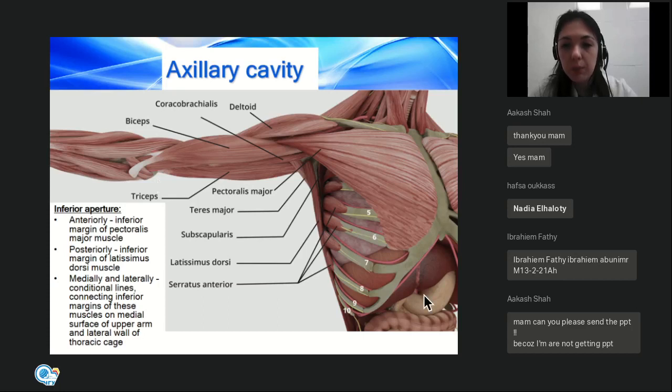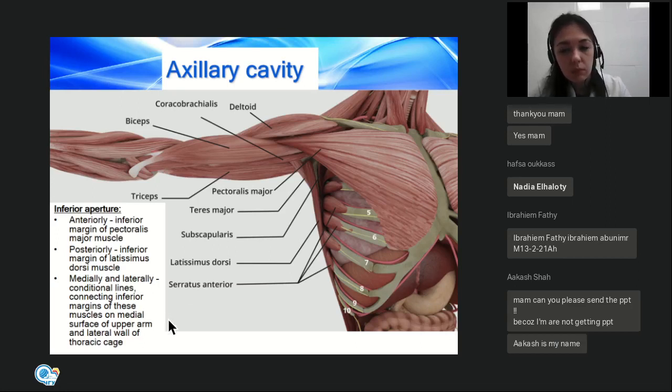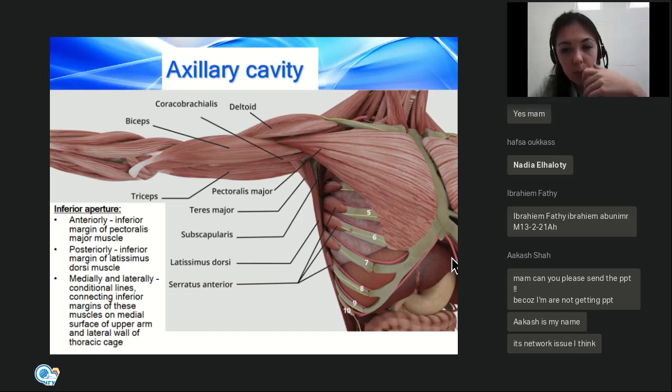I will send the PDF. Yes, I will send the PDF file. But what is your name? Akash or Shah? Shah is a name, or Akash is the name? I don't understand. Akash's name. So you do not see it, or you are not getting it? I don't understand. If you do not see the PPT, you should refresh your page. Maybe. Okay, yes, I will send you the PDF after the lecture. Okay.